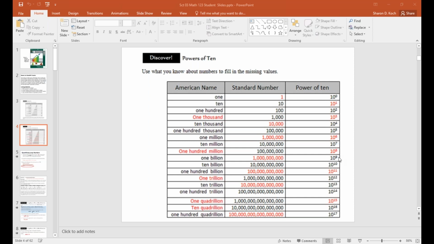Billions, which is 10 to the ninth. And then trillions, which is 10 to the 12th power. Okay, so definitely want to get to know those, because that's what we're going to be using as we go out. Now, there's multiple ways to say some numbers.